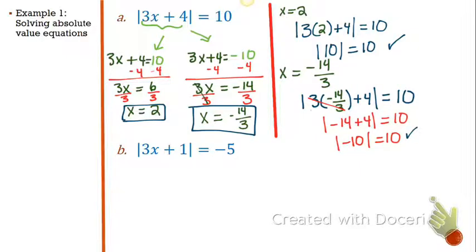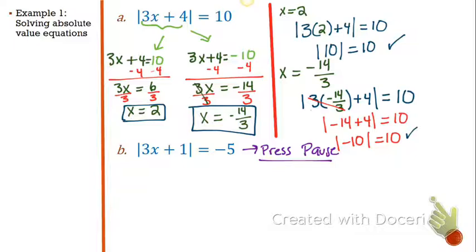Let's take a look at B. So the absolute value of 3x plus 1 equals negative 5. So on this problem, I would actually like you to work on it. I want you to think about the negative 5, okay? So go ahead and just press pause. Try to do it on your own. Then press play so that you can see the answer.